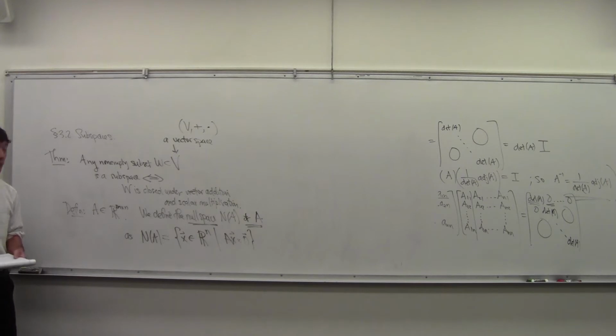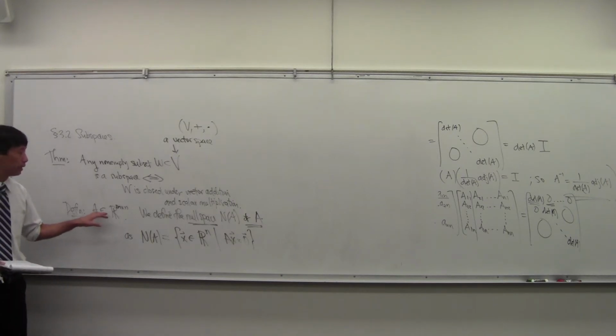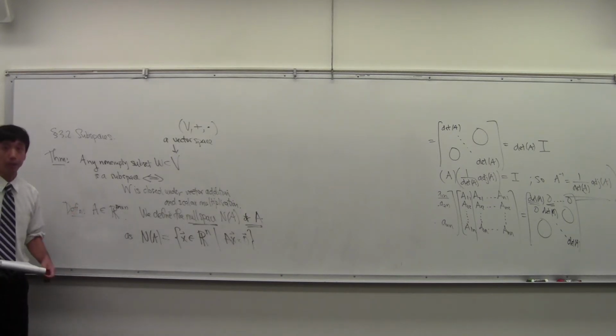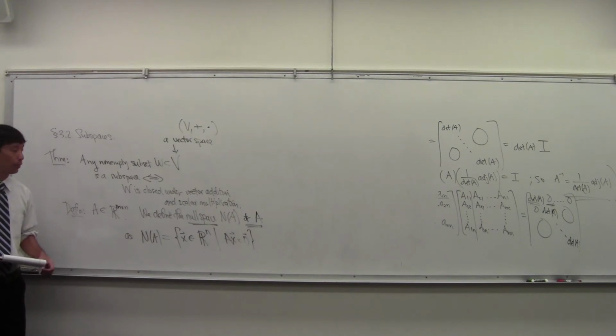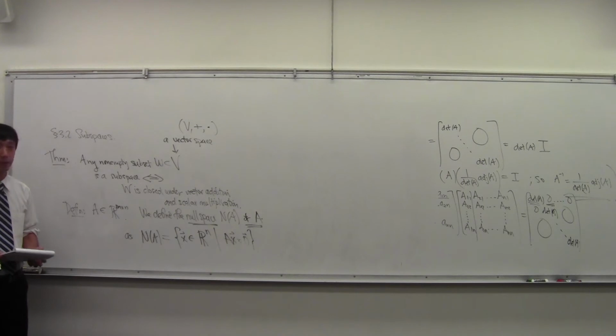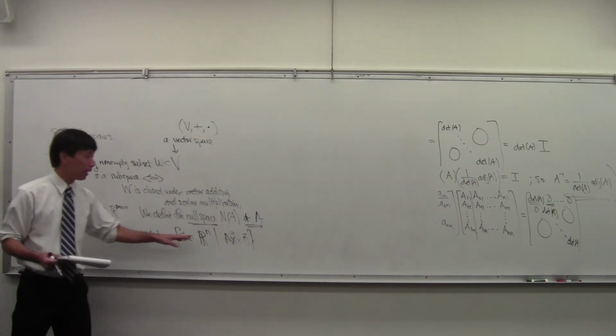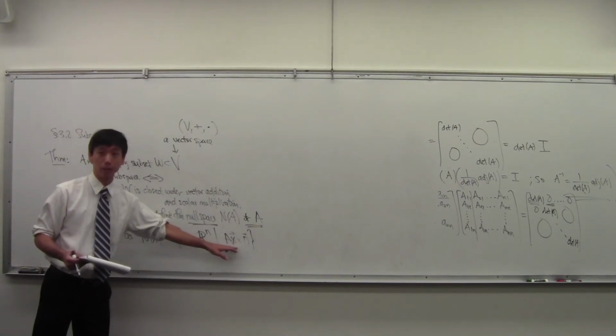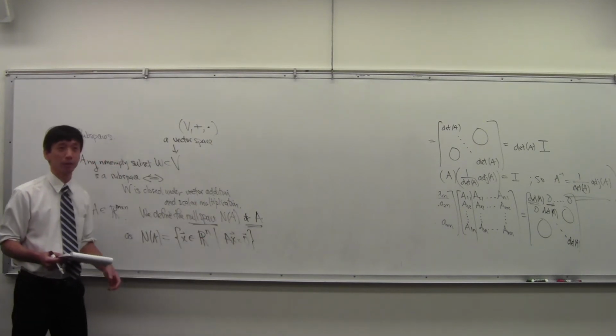Okay. Anything that the matrix sends to 0. When you multiply it, you get the 0 vector. I'm sorry, anything in the domain that sends what to 0? That A sends to 0. Okay, when you multiply it by A, it turns to 0.